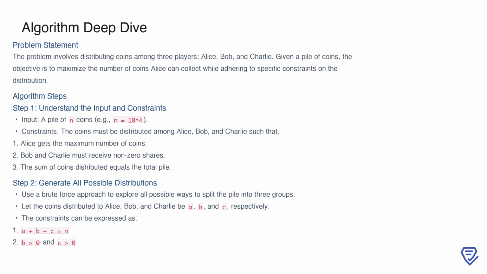Using a brute force method, we explore every way to split the pile into 3 groups. We define the coins received by Alice, Bob, and Charlie as A, B, and C, respectively. The constraints can then be expressed mathematically. A plus B plus C must equal the total n, and both B and C must be greater than 0. This sets the foundation for our algorithm.